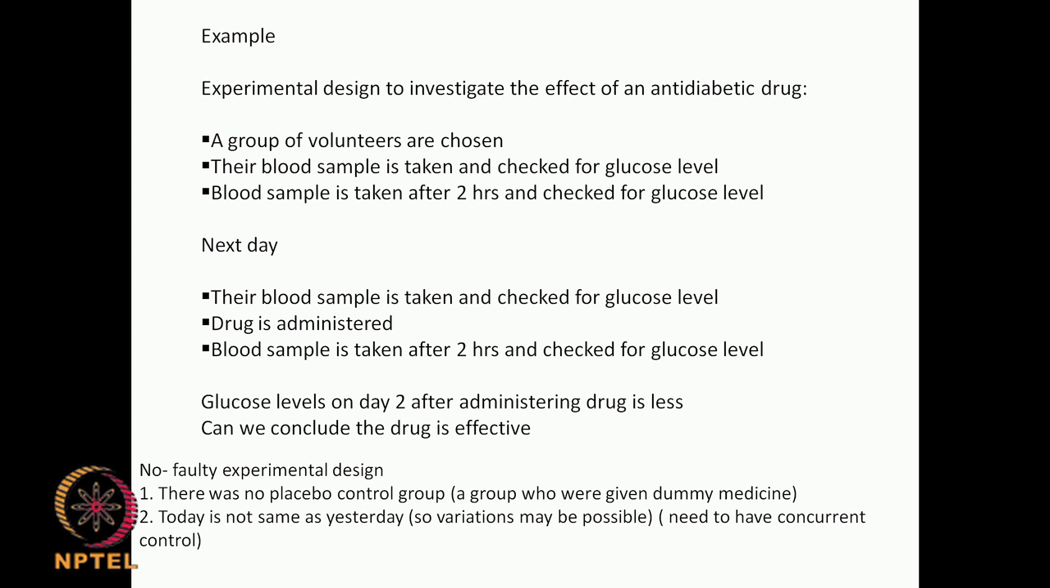That means you also should have a group of volunteers on whom you give a placebo or a dummy drug, so that they do not have the feeling that they are getting a glucose lowering drug. So automatically it may be acting on these people actually. Okay. So obviously we should have a placebo control, that means you should not tell the patients on whom you are giving the drug whether you are giving the drug or the placebo.